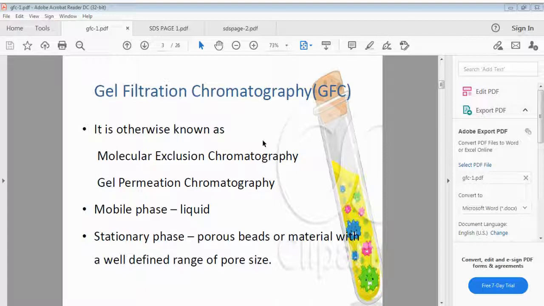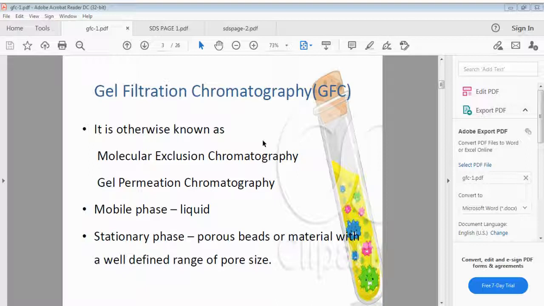When you take the column, it should not be packed with a dry stationary phase. The stationary phase should always be pre-mixed with a suitable buffer or solvent, and then poured into the column. The solvent is mostly used as the mobile phase. So what happens when the mobile phase flows through the stationary phase? The mobile phase can flow in between the intermolecular spaces of the stationary phase. This is called the void volume.